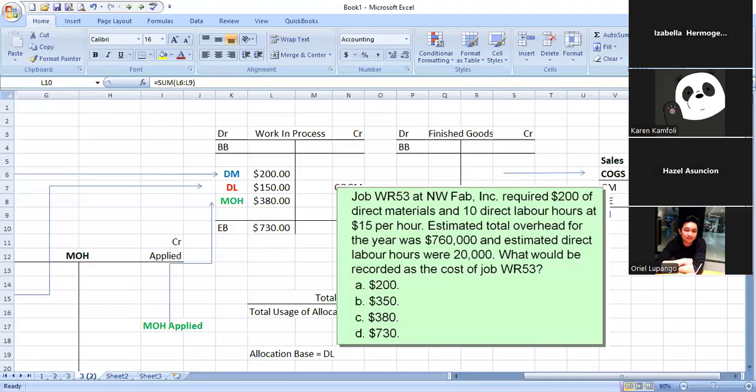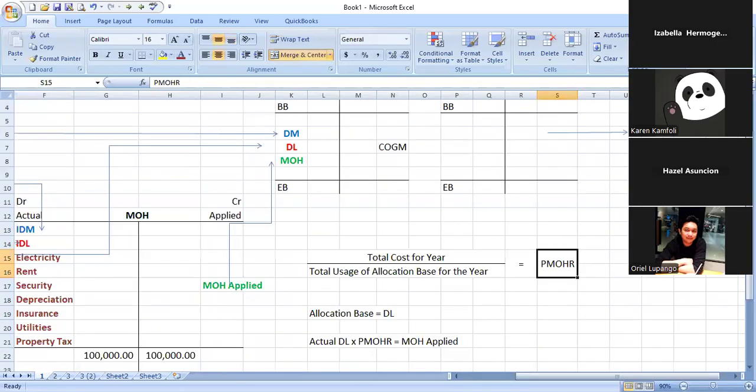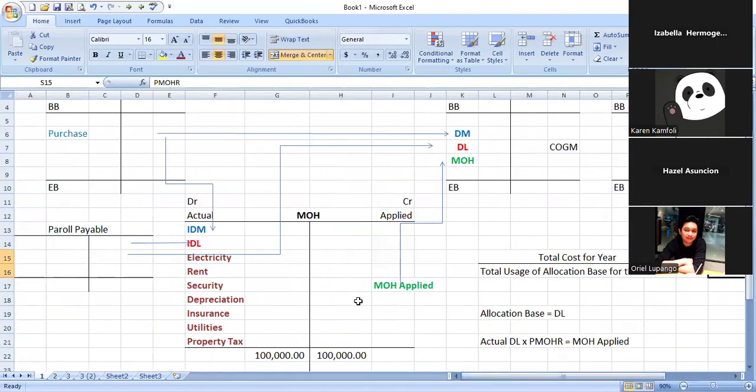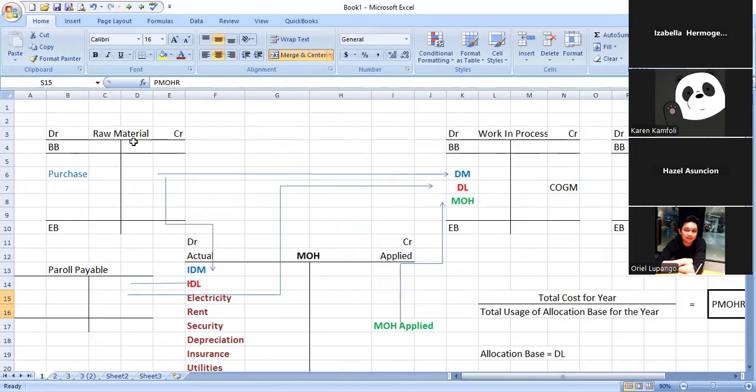Every time you have a problem with debit and credit, simply go to any of those charts here, and you already have everything. Which one is debit? Which one is credit? If it's going out of this account, it is credit. If it's going into this account, it is debit. If it's going to the manufacturing overhead account, it is debit. If it's going out of the manufacturing overhead, it is credit. So you have everything already here.